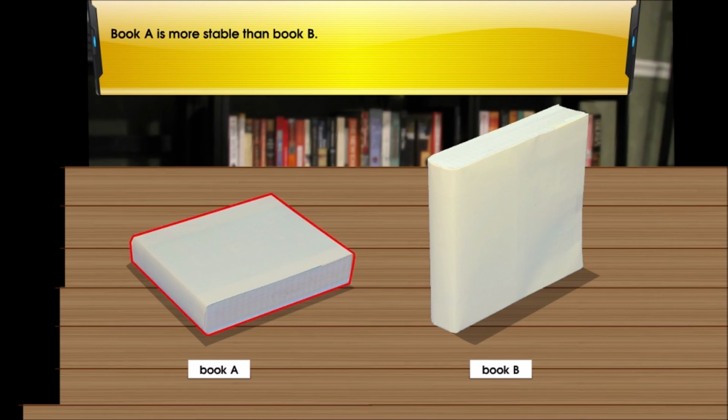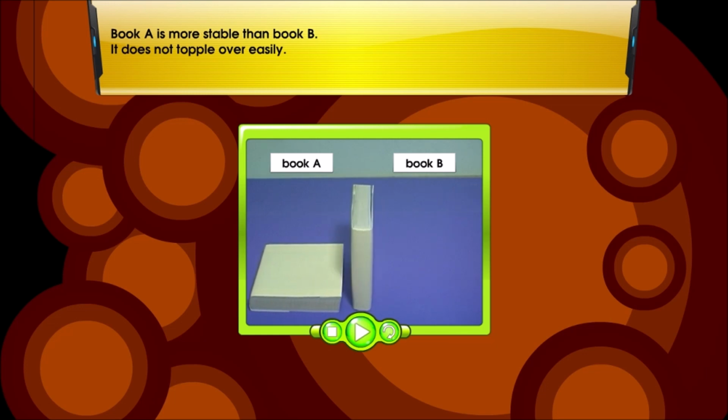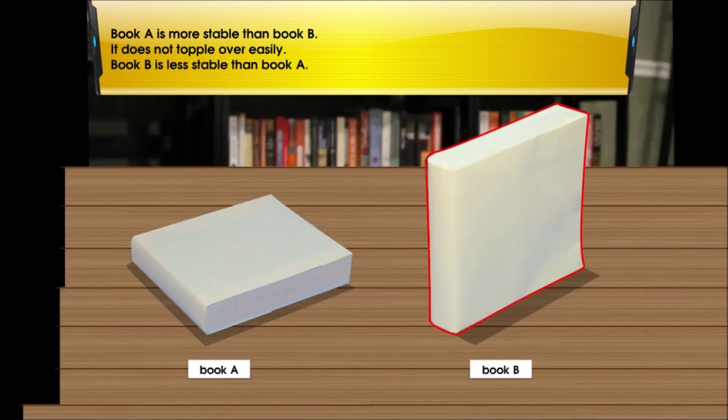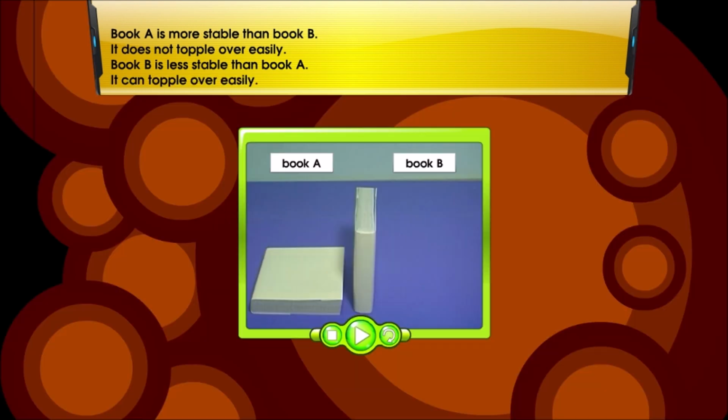Book A is more stable than Book B. It does not topple over easily. Book B is less stable than Book A. It can topple over easily.